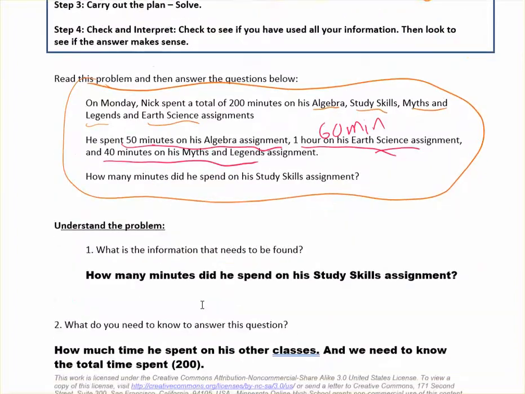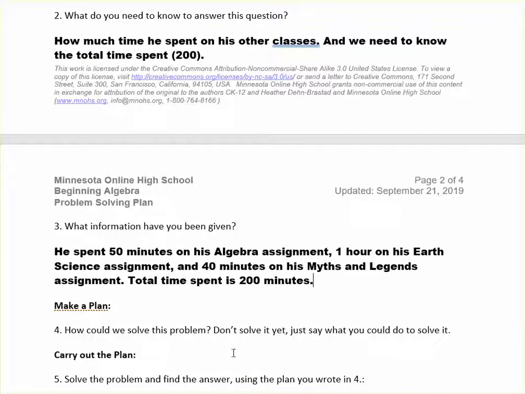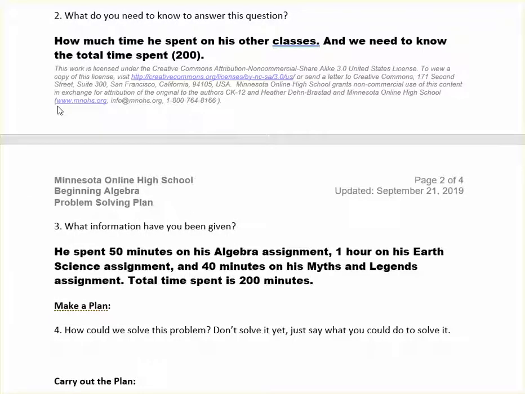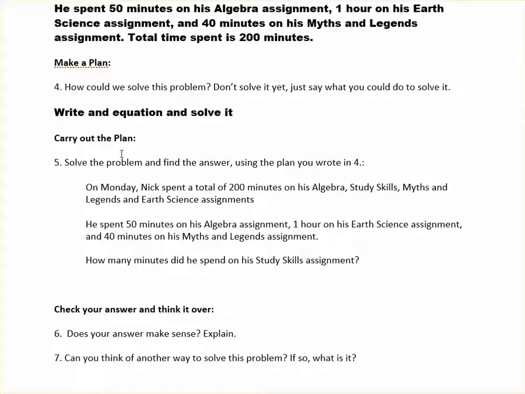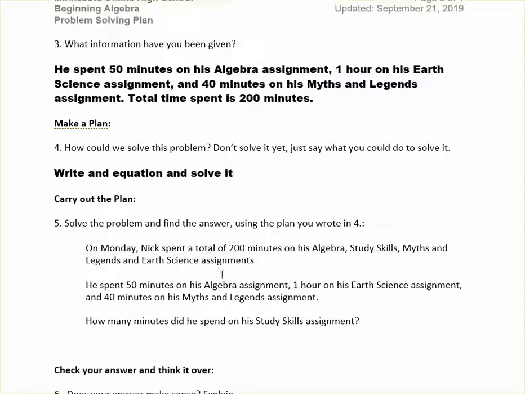I'm going to write an equation. I like equations. So that's what my plan is going to be. My plan is going to be write an equation and solve it. This step is not actually doing the work, it's just saying what you're going to do. Sometimes you might draw a picture, but this time it doesn't really make sense to draw a picture. Sometimes you might make a table. There's other things you could do for this step, but we're going to just write an equation and solve it.